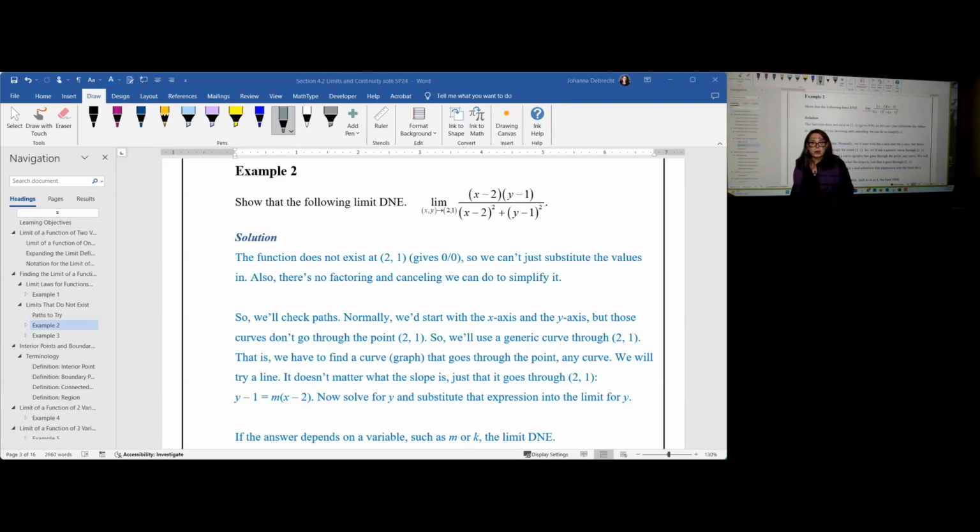Just as we did in the previous example, the first thing we do is substitute the value in and see if we get a finite real number. If we do, we are done. If we get an indeterminate form, we'll try the path method to see if we can prove the limit does not exist. There is no way for us to prove that the limit does exist, at least with the techniques and the skills that we have at this level.